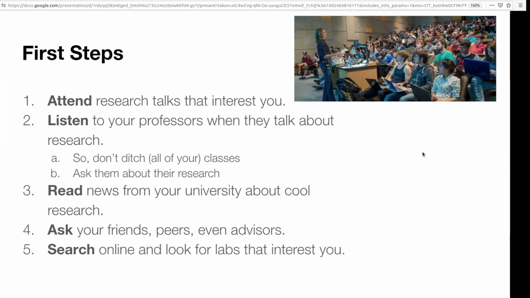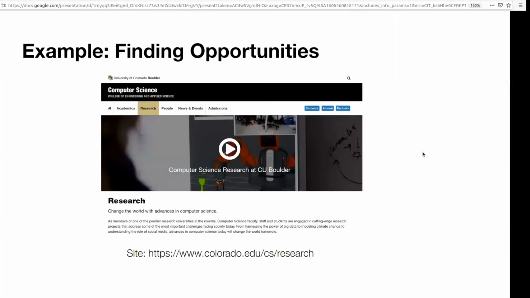And lastly, I encourage you guys to search online, just kind of randomly search online and look for labs that interest you. So I'll give you an example of how you can do so if you attend CU Boulder. If you go on Google and type in CU Boulder Computer Science Research, you'll get a site that shows up and it looks like this. And there's a cool video. Of course, the thumbnail involves a robot because robots are the best, in my opinion.